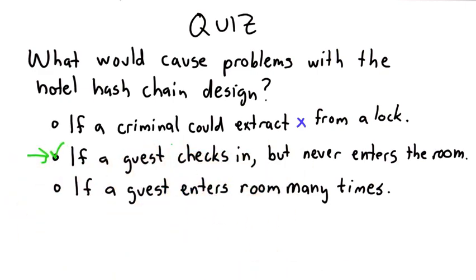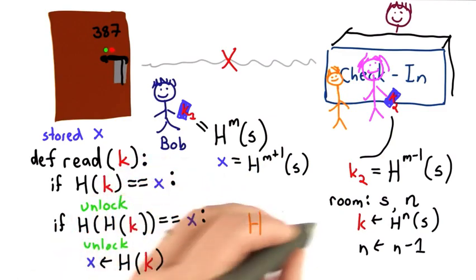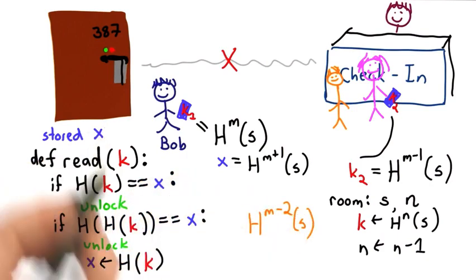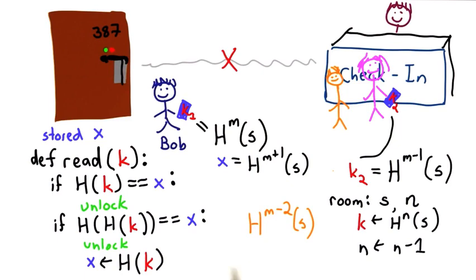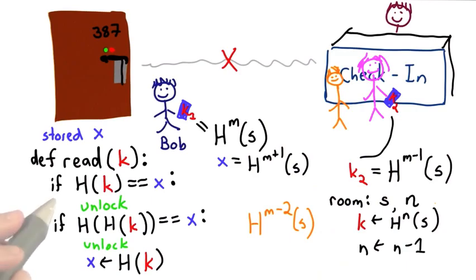If a guest checks in but never enters the room, here's what goes wrong. If Alice never enters the room, then the next guest, who's very tall, who checks in, will get a key that is the next value here, which is going to be hashing m minus 2 times, but the value of the stored x is still the hash of m plus 1. That means the value of hashing this new key will only be the hash of m, which won't match the value of x. So the new guest won't be able to open the door. The hotel operator would need to do something to reset the value of n or resynchronize the door and the check-in. And apparently the hotels that adopted this way of doing keying never imagined the possibility that a guest would check in but never actually enter their room with their key.